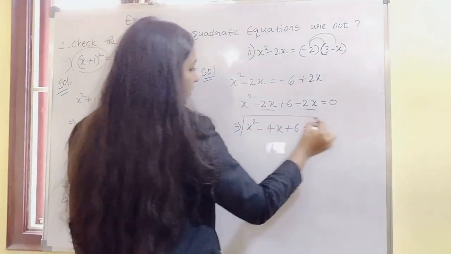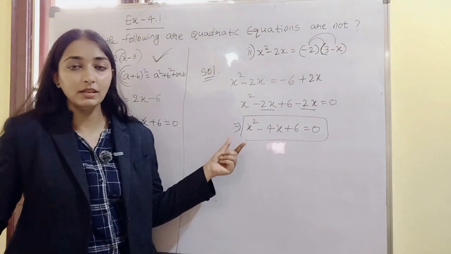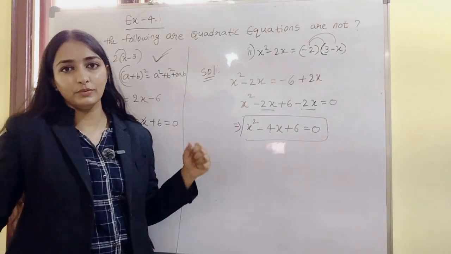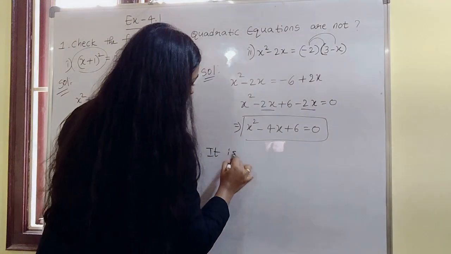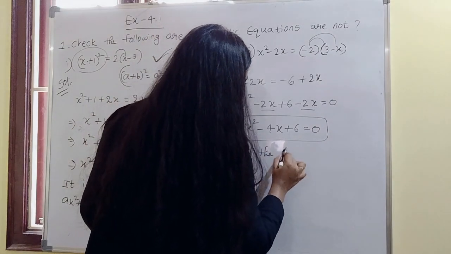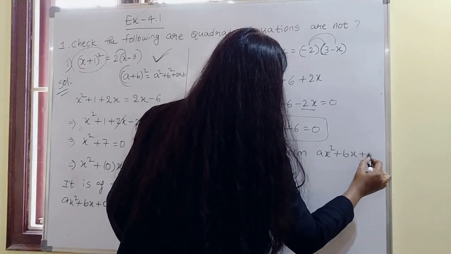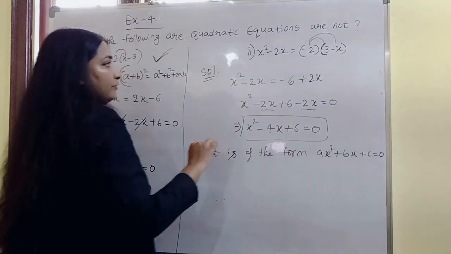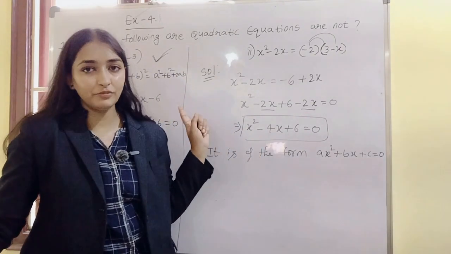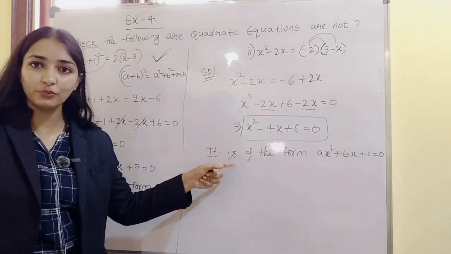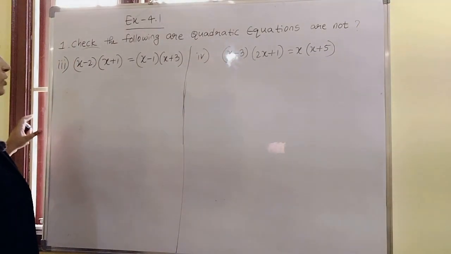So now it is in the form of ax square plus bx plus c is equal to 0. So the given expression is a quadratic equation. Here you write the conclusion: therefore it is of the form ax square plus bx plus c is equal to 0. So therefore the given equation is a quadratic equation. So the first question is a quadratic equation, the second question is also a quadratic equation. Third one, let us solve the third one.